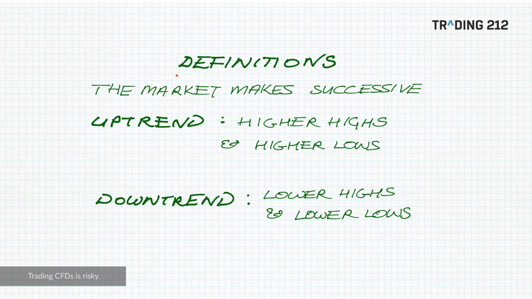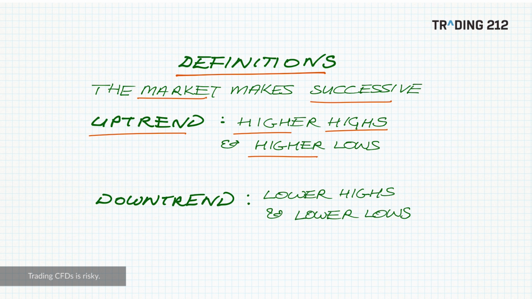And then the definitions that we finished off with last time for an uptrend and a downtrend. An uptrend is when the market makes successive higher highs, which we could also describe as higher peaks, and higher lows, which we could also describe as higher troughs. And then a downtrend is when the market makes successive lower highs or lower peaks and lower lows or lower troughs in that typical oscillating movement that a market tends to make. So let's now look at some charts to illustrate this.